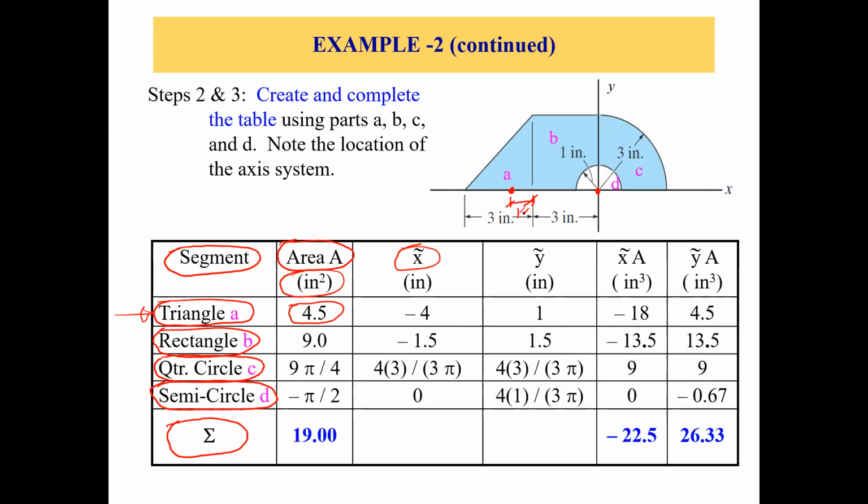But it's in the negative X direction, so it'll be a -4, right? So let's take it as -4.